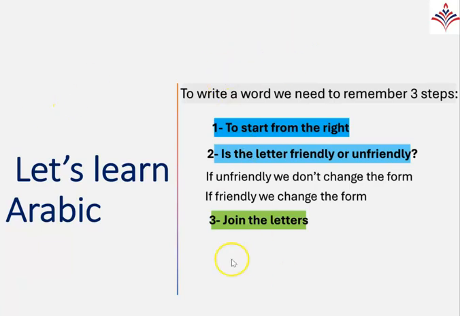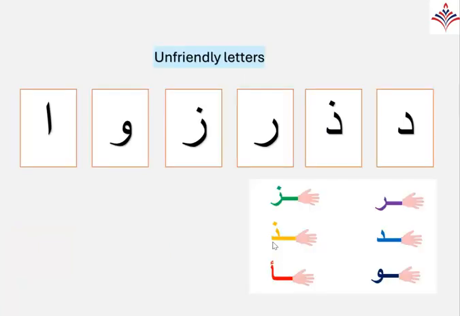The steps that you can follow are these. First, we must start from the right because the Arabic language starts from the right. Then we will check if the letter is friendly or not friendly. In the next slide, I will show you what the unfriendly letters are. If it's friendly, then we need to change it to the small form and then join the letter. Let's see.